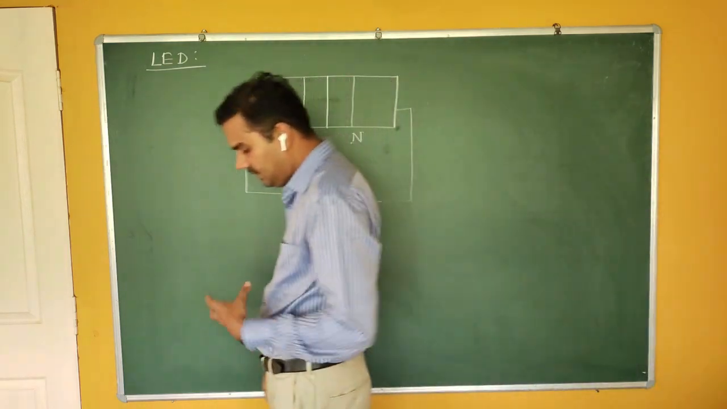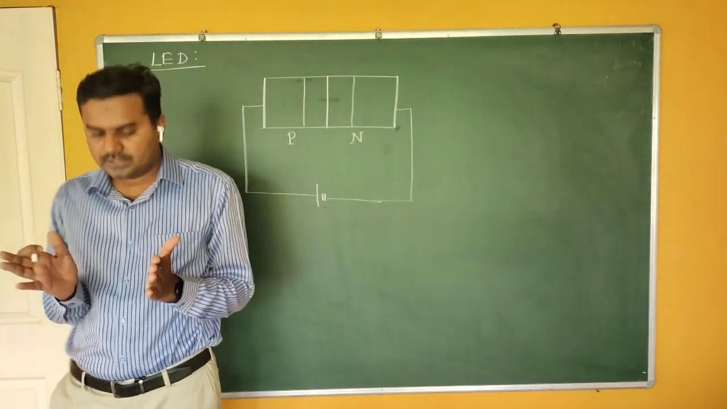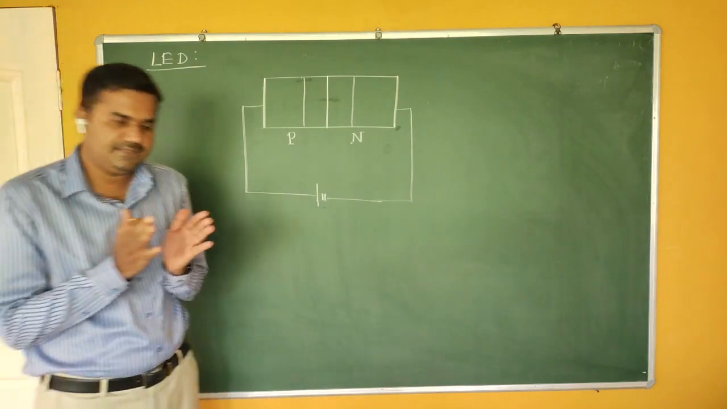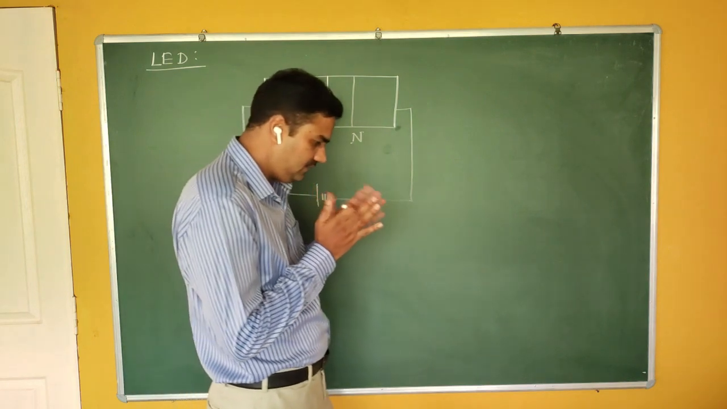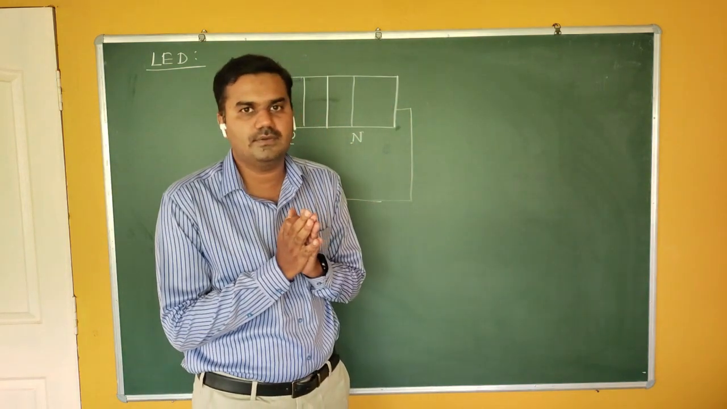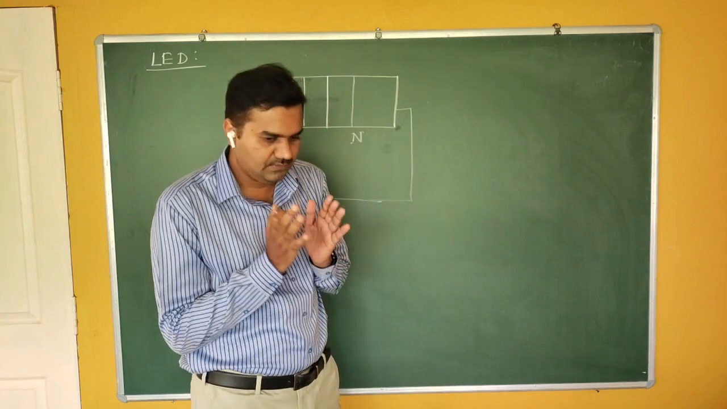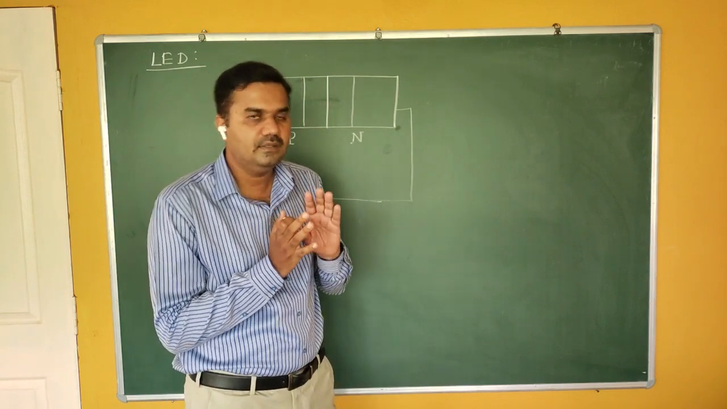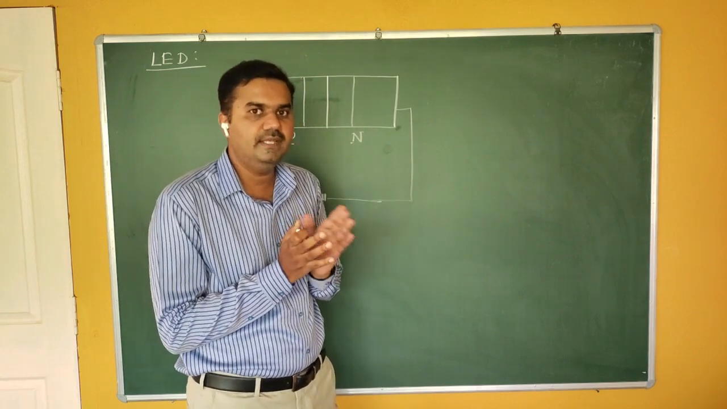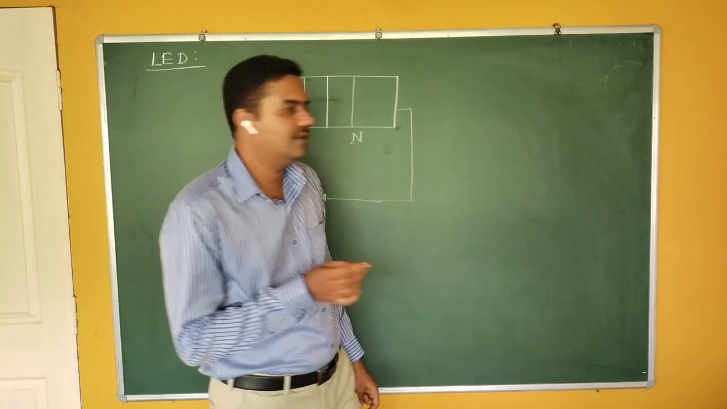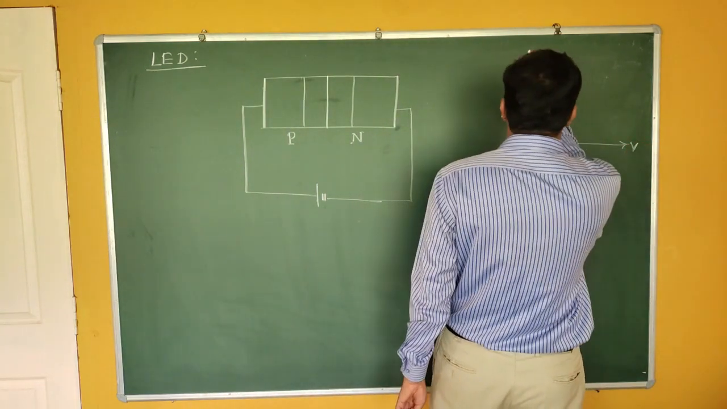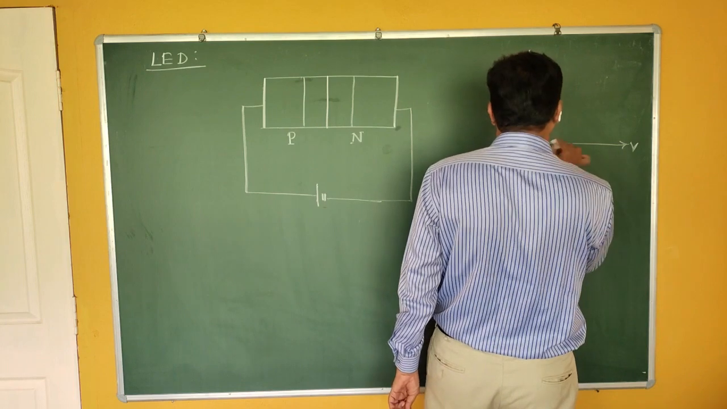As you increase the voltage, the width of the barrier decreases. As the width of the barrier decreases, simultaneously the kinetic energy of the electrons also increases. Therefore electrons can easily move through and cross the barrier, and you get a current. If you plot the graph of voltage versus current, you get a graph like this.